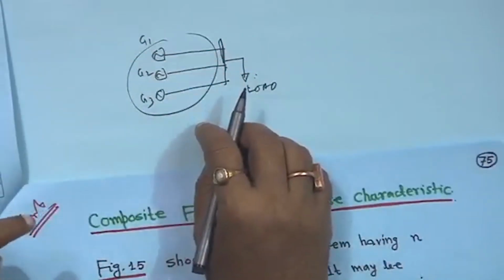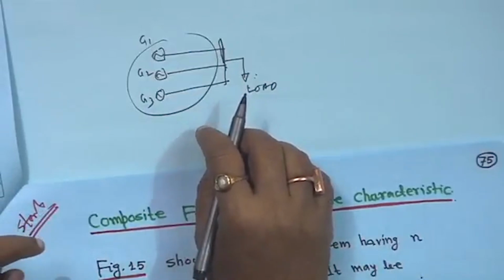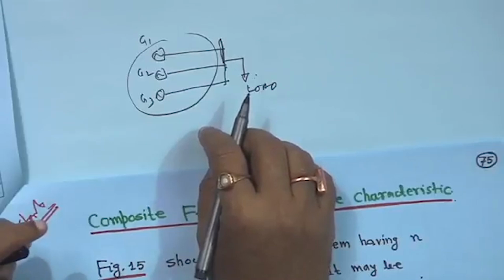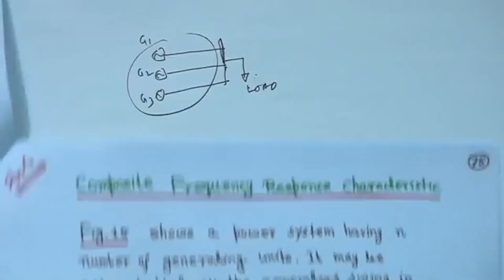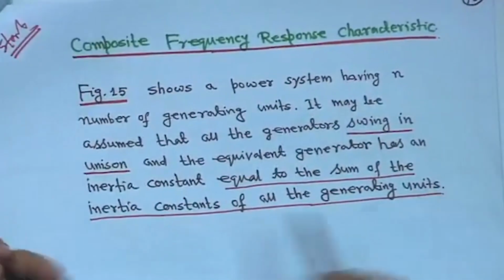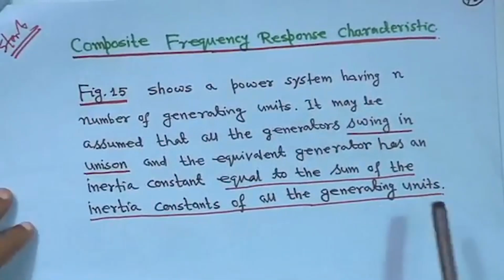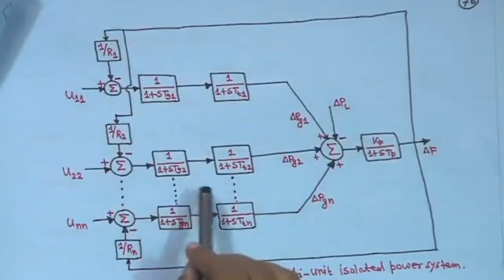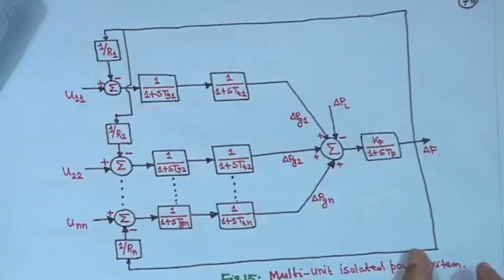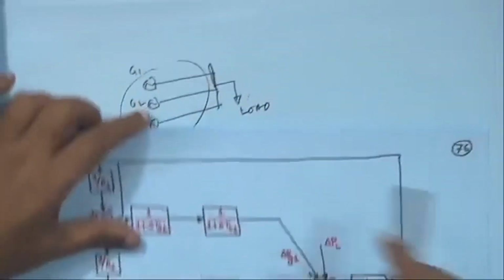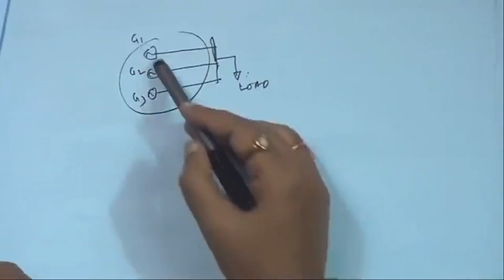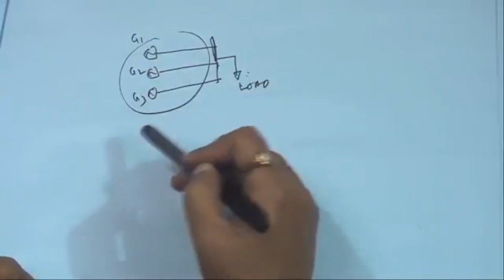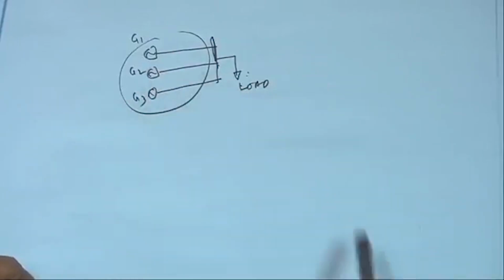We will assume that all the generators are in a coherent group, that means they swing in unison, that means their increase or decrease of speed remains the same. So now we will come to the composite frequency response characteristic. Suppose you have n number of generators supplying a load. Just now I showed you 3 generators and this load; in general, if you generalize it, you have n number of generators.